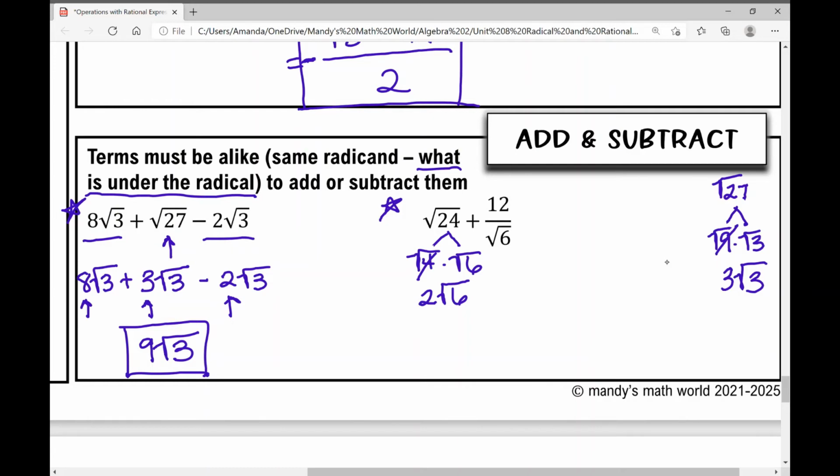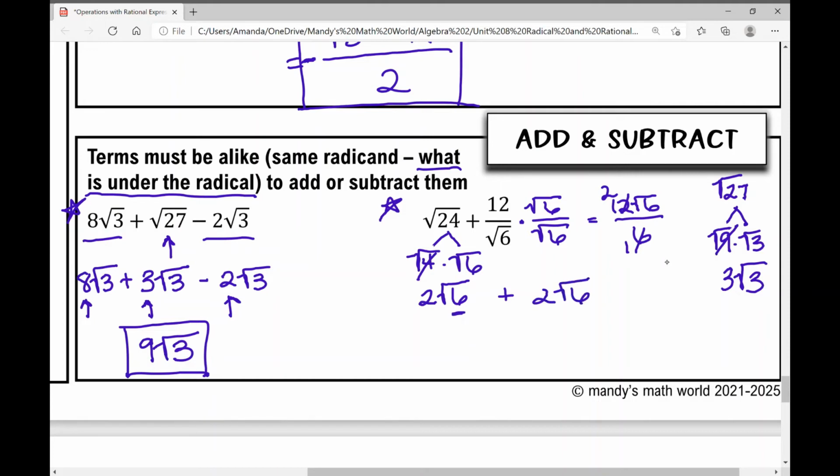2 root 6 plus, how do we simplify this division, or this fraction right here, with a radical in the denominator? Well, we need to rationalize it. So I need to multiply the numerator and denominator by the square root of 6, which gives me 12 root 6 divided by 6. Can I simplify anything? I sure can. 12 and 6 have a common factor, and that's 6. That gives me 2 over 1. So I can rewrite that as 2 root 6.